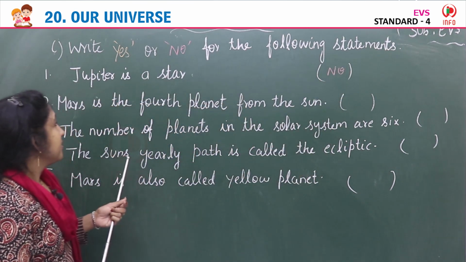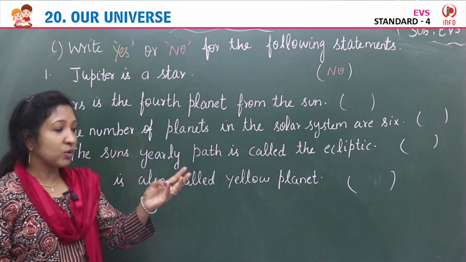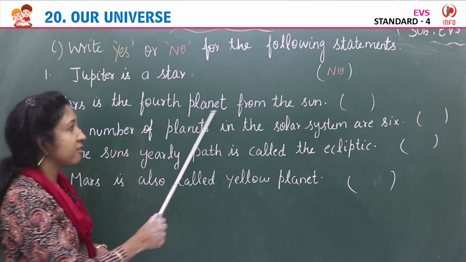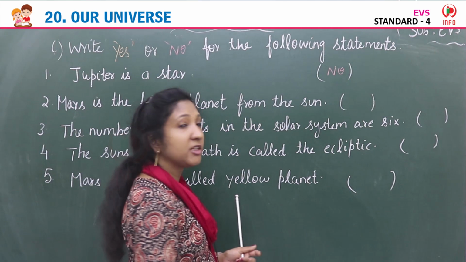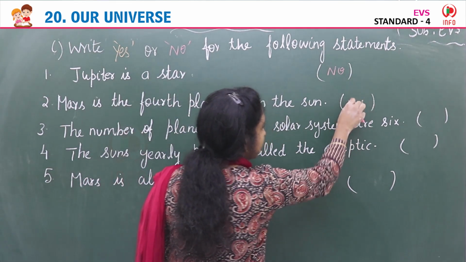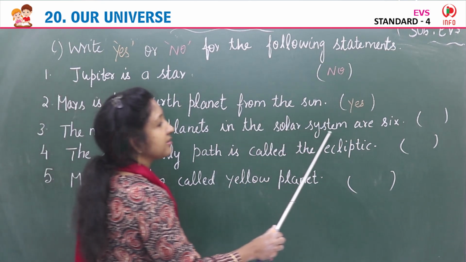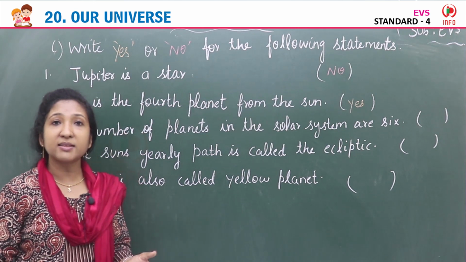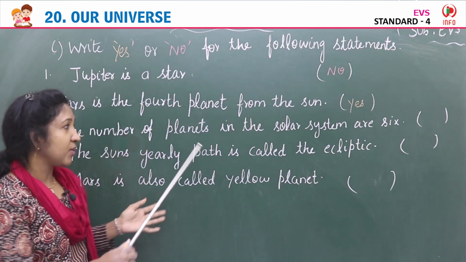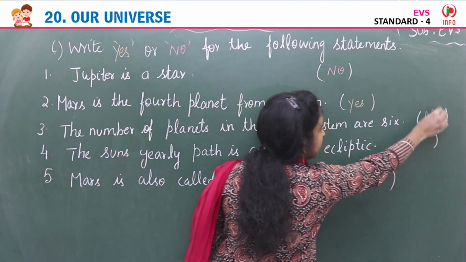N-O, no. Second, Mars is the fourth planet from the sun. Mercury, Venus, Earth, Mars. Yes, Mars is the fourth planet from the sun. It is a true statement, so you can write yes. Y-E-S, yes. Then next one, the number of planets in the solar system are 6. How many planets are there, children? There are 8 planets, not 6. So the given statement is wrong. So write no in the brackets.